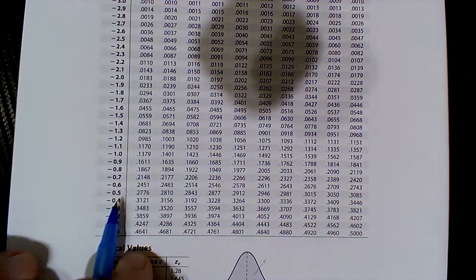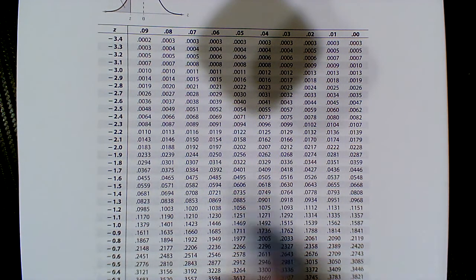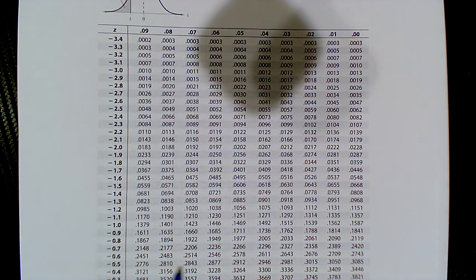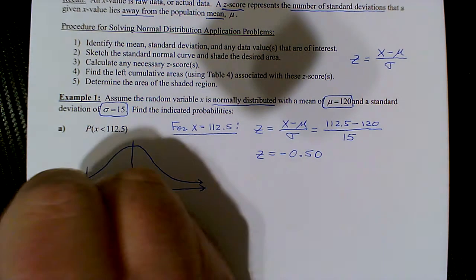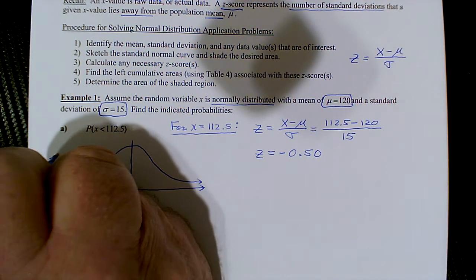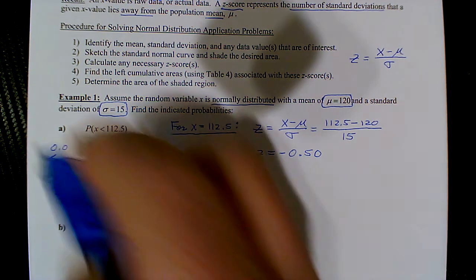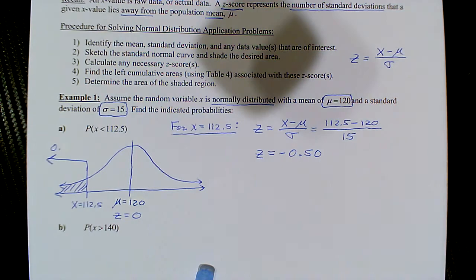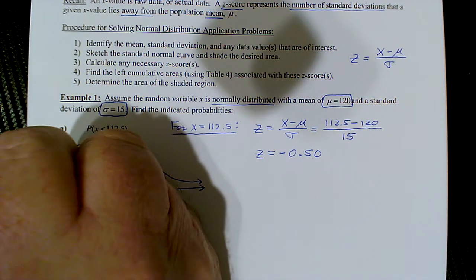But for negative 0.50, you have to be a little bit careful with this, because remember the 0 is all the way to the right, kind of like a number line, the way the negatives are constructed. So negative 0.5, that row intersected with 0.00 is 0.3085. So 0.3085 is the area to the left of that data value, and consequently that's the area we're looking for.